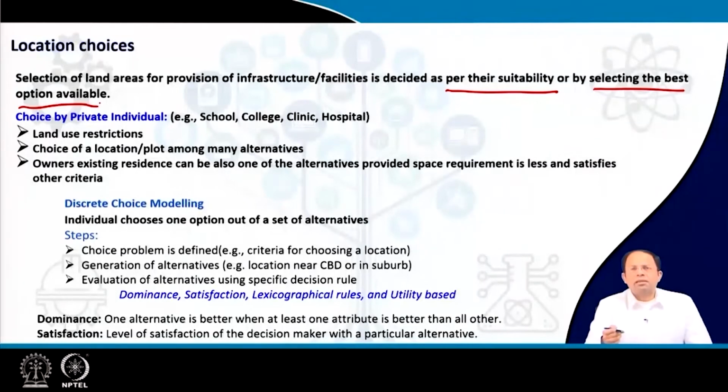So either we have got limited choices and we have to choose from that, or it's an open choice and we can select from the entire urban area where I should locate them. So these are the two ways we can make this choice.